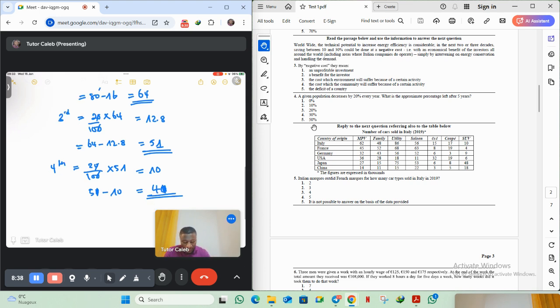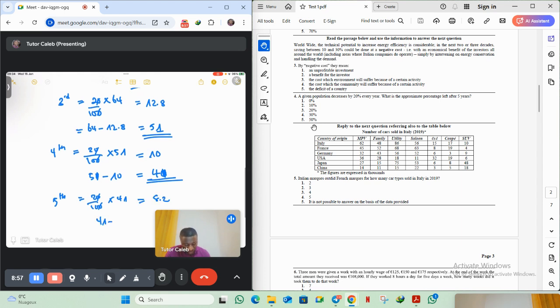So the last year, you get 20 over 100 times 41. That will be 80 divided by 10. That's 41 times 2 will be around 82 divided by 10. That will be 8.2. Now, if you say 41 minus 8.2, that should give you roughly 30%. So our answer here will be answer 4.